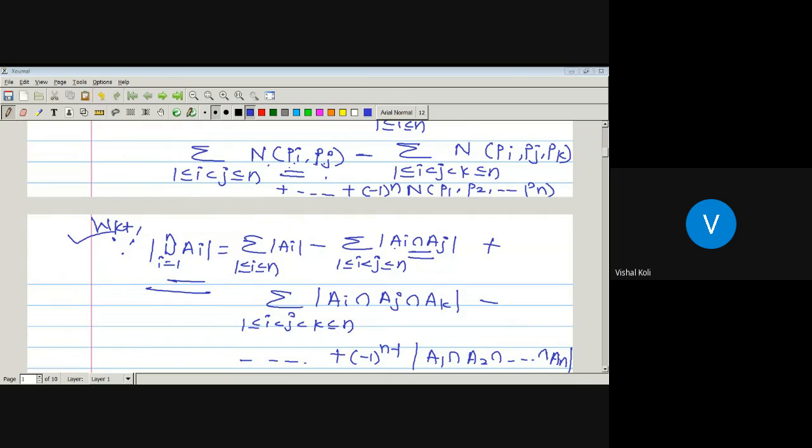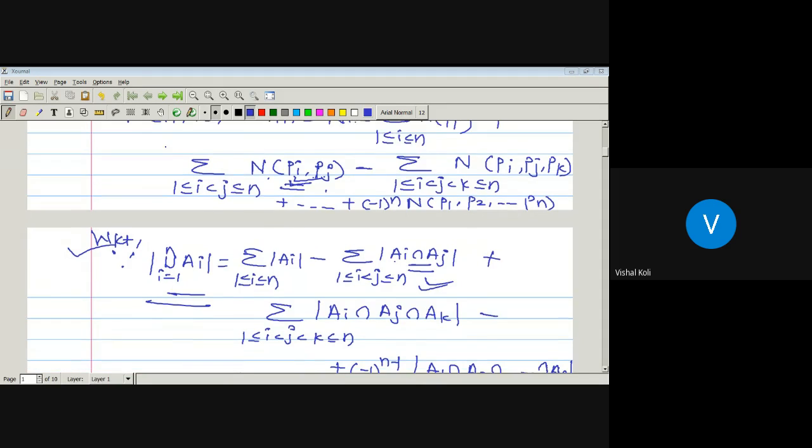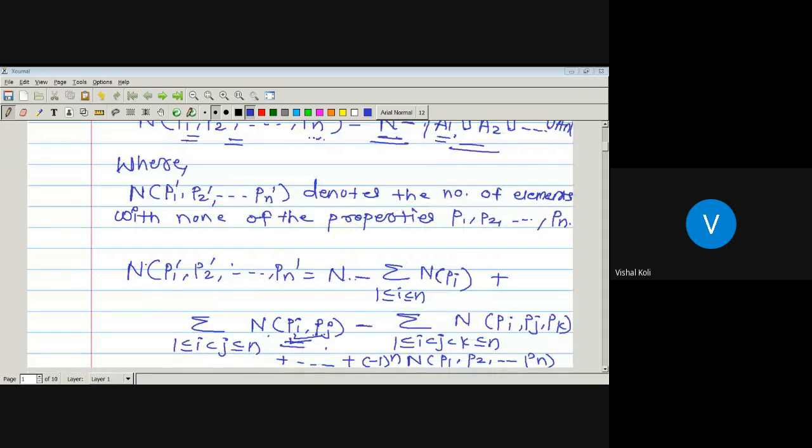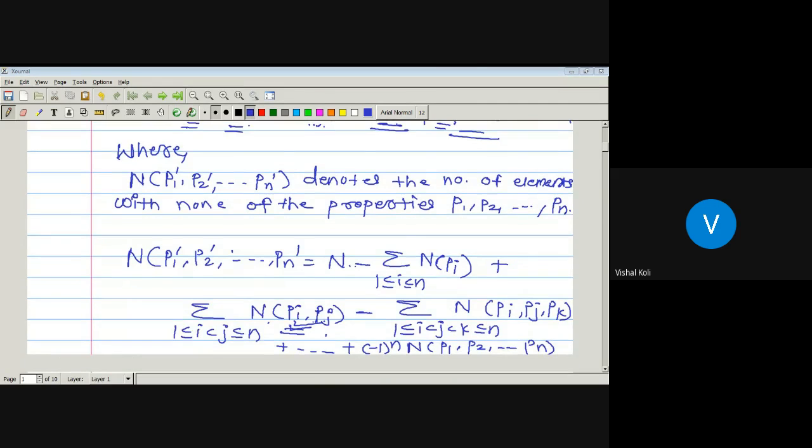Just we have put this one here. This n of Pi Pj means the number of elements with properties Pi and Pj, but the set corresponding to Pi is Ai, the set corresponding to Pj is Aj. As here we have to take the number of elements with both the properties at a time, it means we have to take the intersection of those two sets, that is Ai intersection Aj, and that one is nothing but this one. Either we can write this one or this one, both have the same value. Okay, so this will be the formula to find out the number of elements with none of the properties P1, P2, up to so on Pn. Okay, let us see one example.